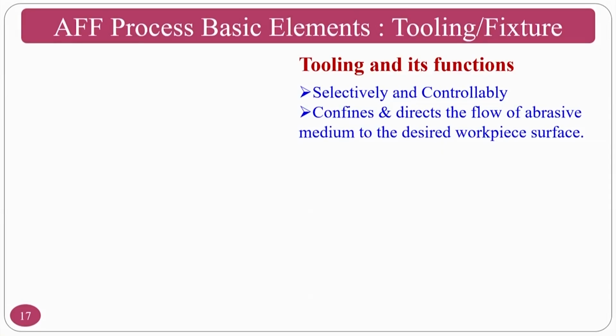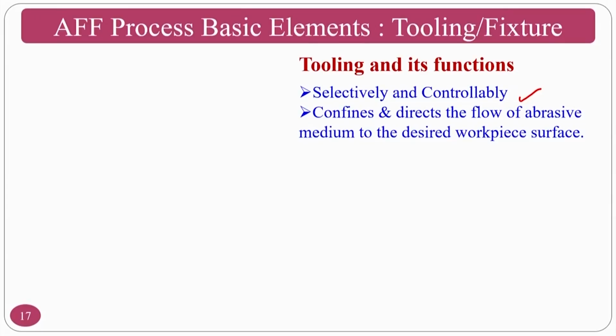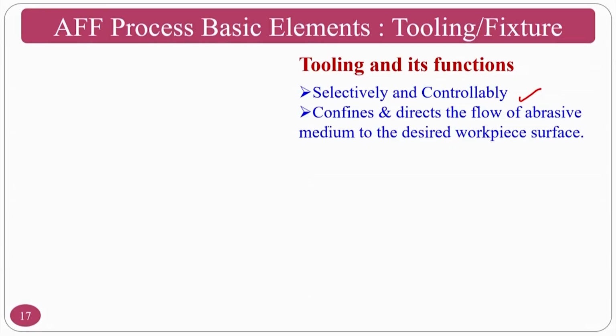So, for tooling and its functions, if you see selectivity and controllability, that means it has to select locations of the workpiece so that the medium flows across that particular section only. And controllability: it has to flow uniformly under the control of this particular fixture, and it should confine and direct the flow of abrasive medium across the cross section to be finished. So, it has to confine to those particular sections of the workpiece only, and it has to direct. So, how, we will see in the picture.